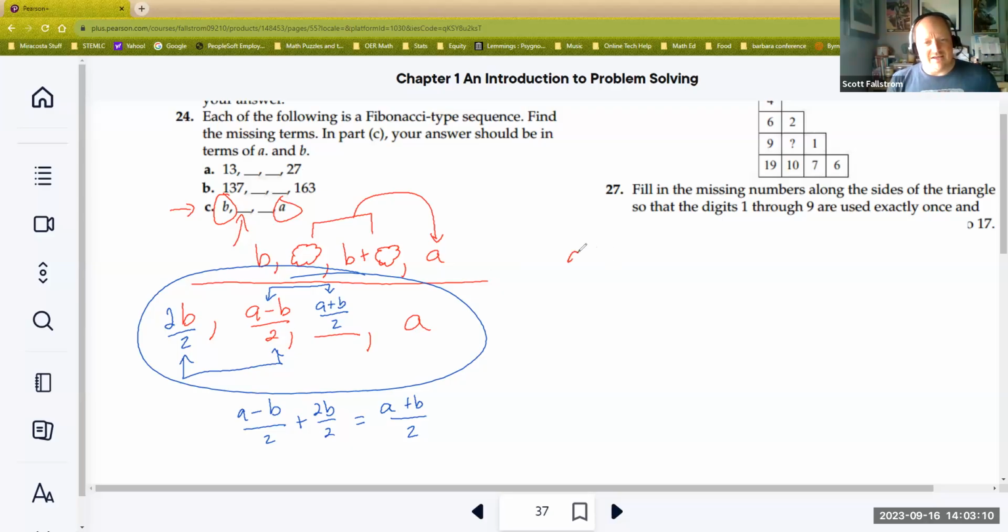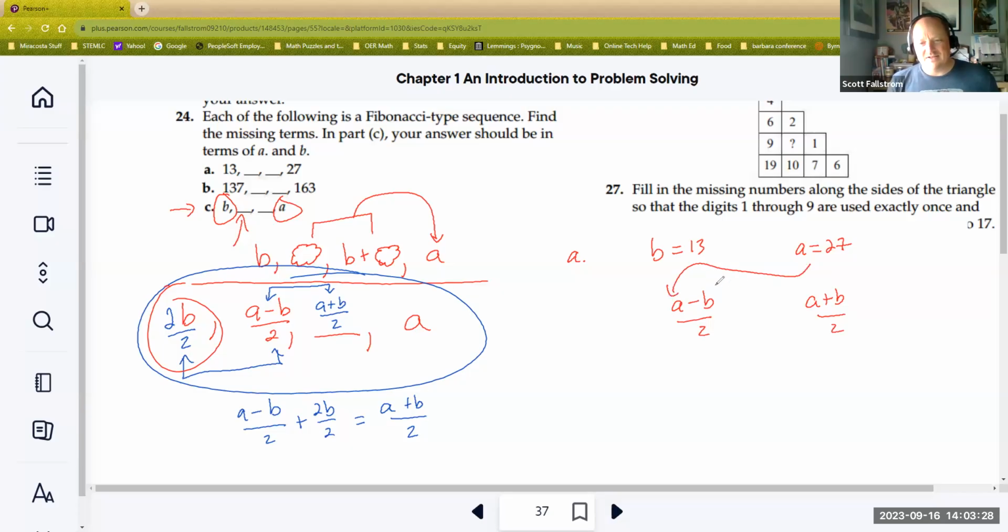So in part A, the first term is 13. The last term is 27. So all I do is plug those into my sequence here. My next term would be A minus B divided by 2. My next term would be A plus B over 2. And all I do is plug the numbers in.